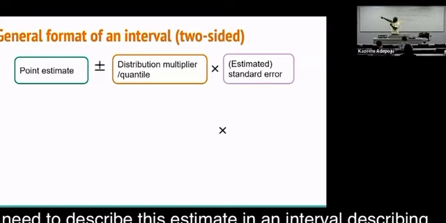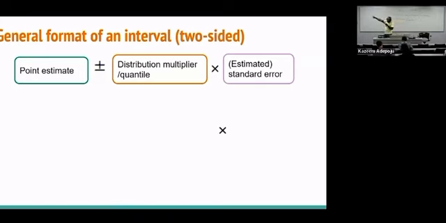Now, because of that, we're going to have a two-sided format of the confidence interval, which is basically going to be point estimate plus or minus the distribution multiplier times the estimated standard error. When you multiply them, we call it the margin of error. What do we call margin of error? The margin of error will enable us to know how reliable our estimate is.